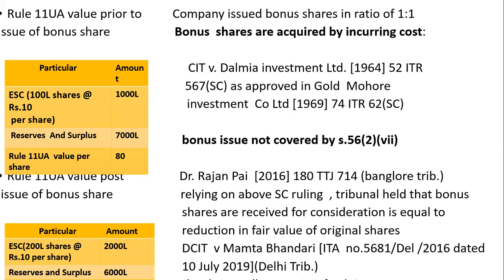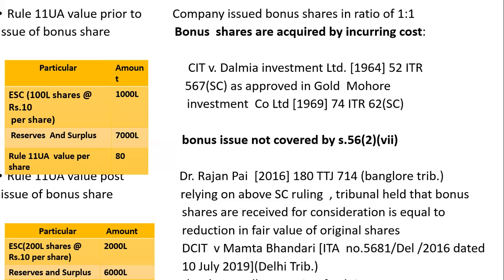So market value as per Rule 11UA is rupees 80. Suppose now I issued a bonus share 1:1. After bonus, my share capital would be 20 crore. Reserves and surplus 60 crore. Book value as per share 40. Mr. A is having 1,000 shares. He gets 1,000 bonus shares. He has to pay nothing. So would it be considered as 56(2)(7)?